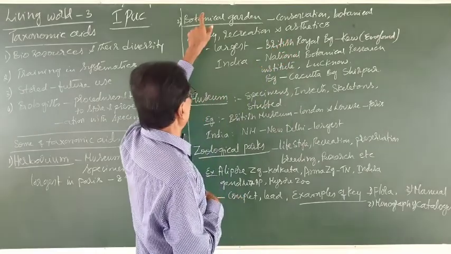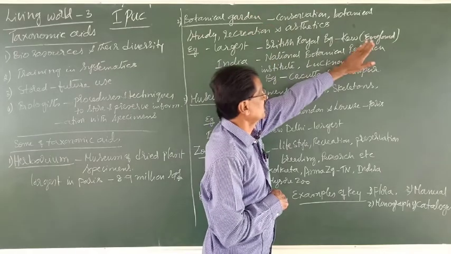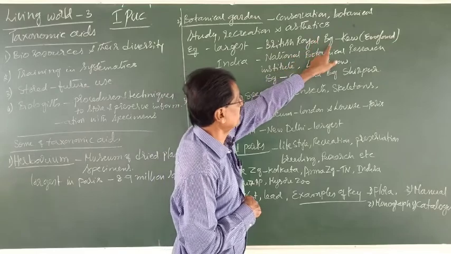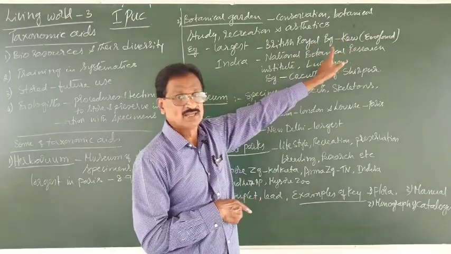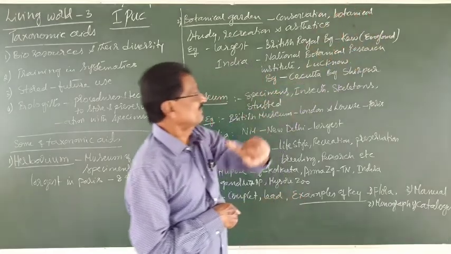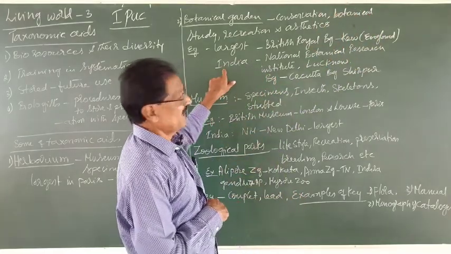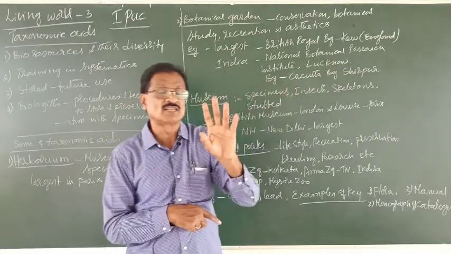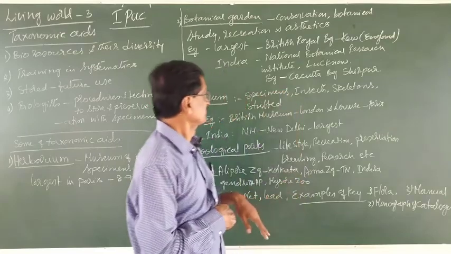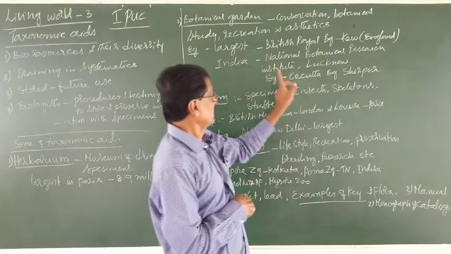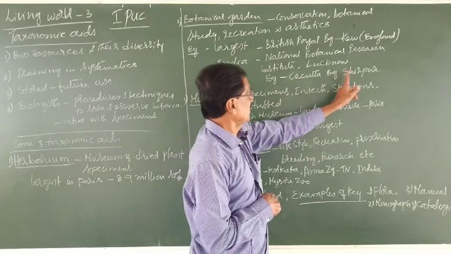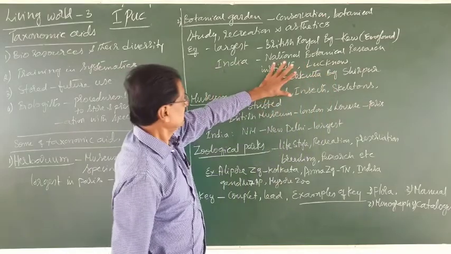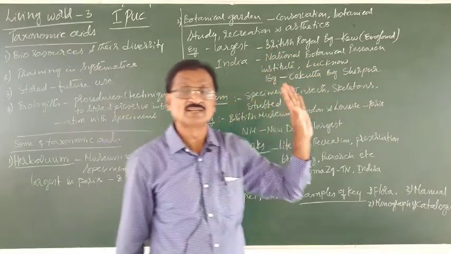The largest botanical garden is found in England by name British Royal Botanical Garden, found at Kew, which is the part of England. In India, National Botanical Research Institute is found in Lucknow, that is Uttar Pradesh. And another one is the Calcutta Botanical Garden, found at Sherpur. These are the famous botanical gardens.